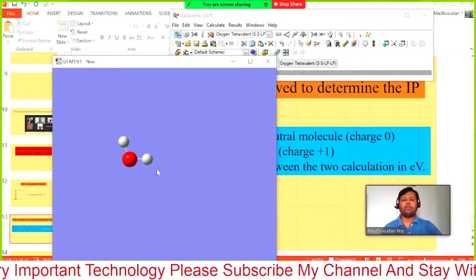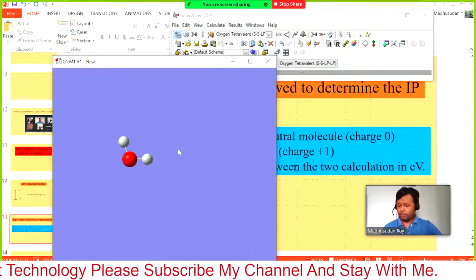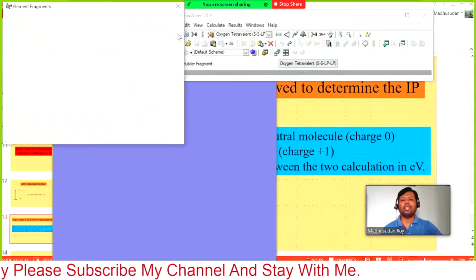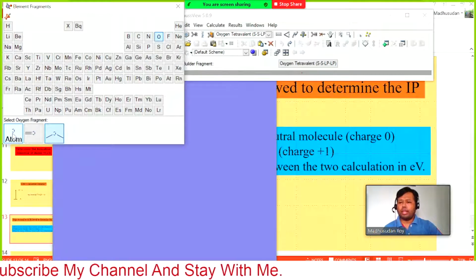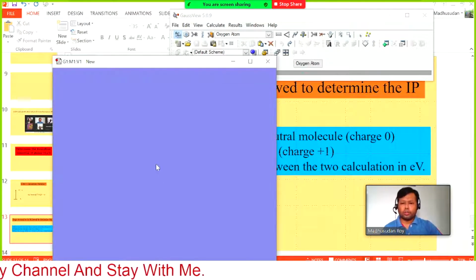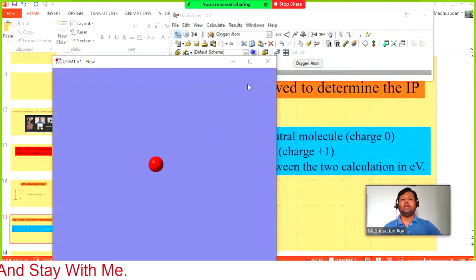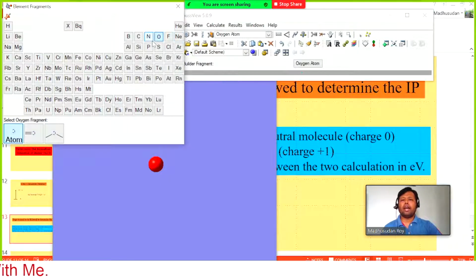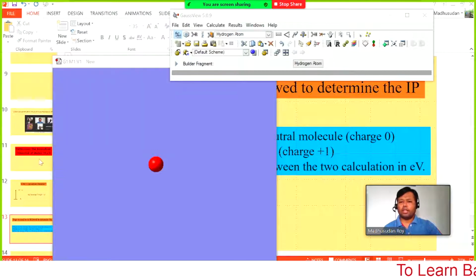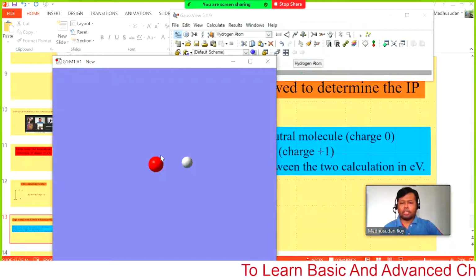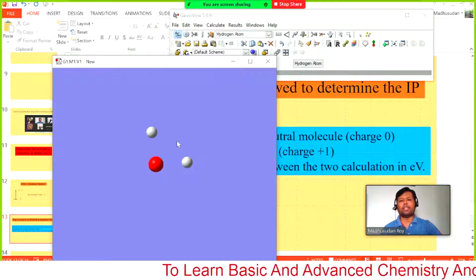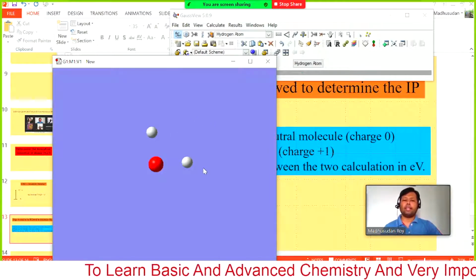So we can have it this way, or we can even draw the water molecule in another way. Just take the oxygen atom, the atomic oxygen. Now you can take the hydrogen atom, and put one hydrogen atom on this side and another hydrogen atom on the other side. So we are giving it like this.